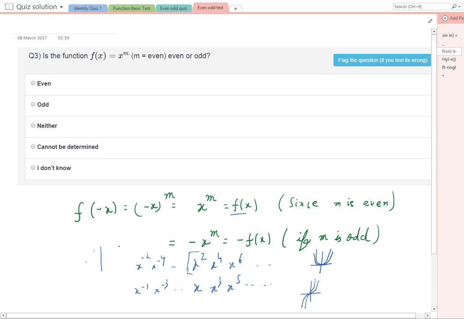1 by x squared, 1 by x to the power 4 will have a graph of this sort, while 1 by x and 1 by x cubed and so on will have a graph of this sort. We'll study all this in more detail. I'm just exposing these concepts to you right now, but we will get to them when we study graphs.